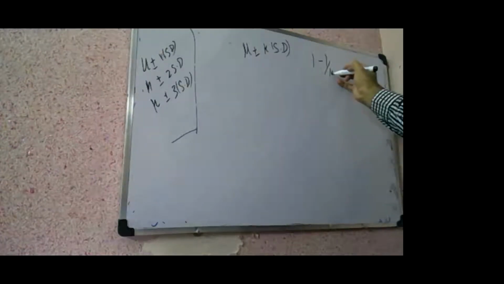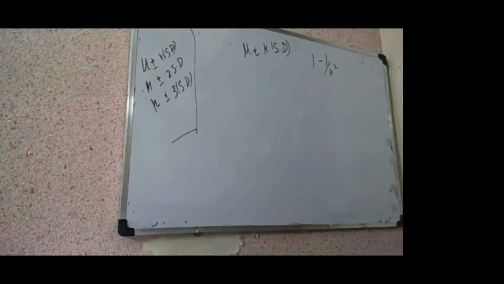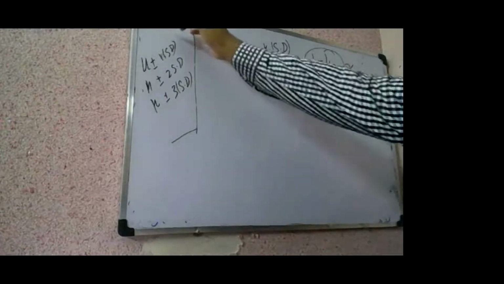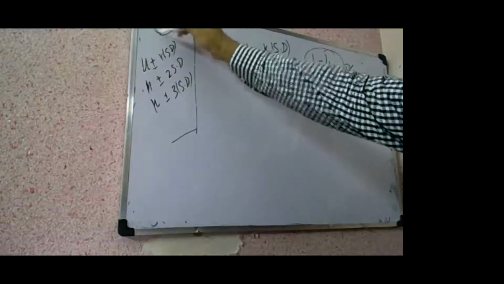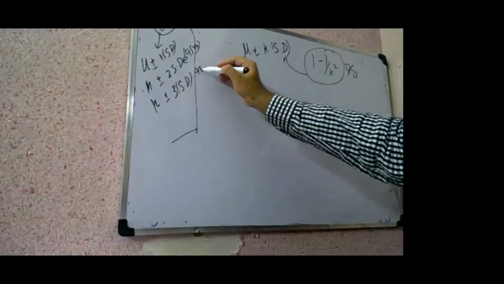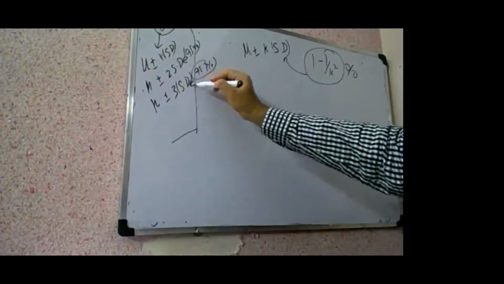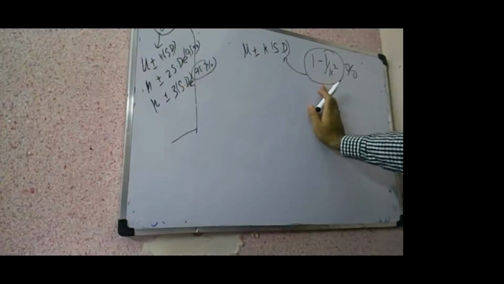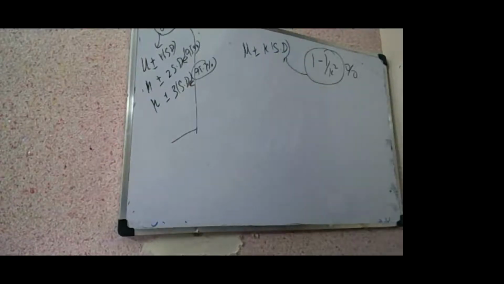We can get this percentage from 1 minus 1 by k square. So this percentage must lie under k standard deviation. Do you understand? Just like we were saying that 68% must lie there, 95% must lie here, and 99.7% of data must lie here in symmetrical. Here we don't know exactly the shape, so we can use this 1 minus 1 by k square percentage, which must lie within plus minus k standard deviation.